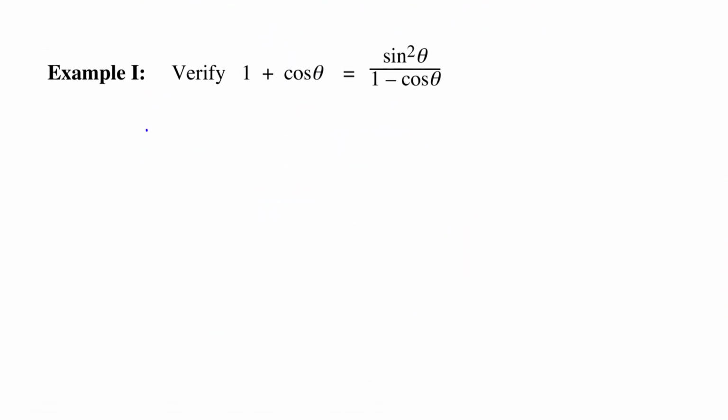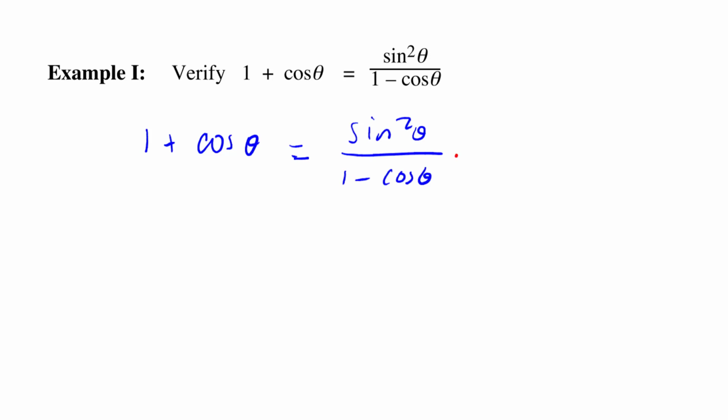Here is that same identity to verify. 1 plus cosine theta equals sine squared theta over 1 minus cosine theta. This time we're going to take a different approach. This time we're going to multiply the denominator by its conjugate, 1 plus cosine theta. And of course that means multiply both top and bottom, numerator and denominator. So we're really multiplying by 1.